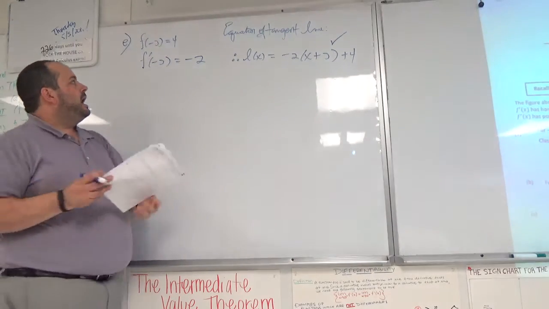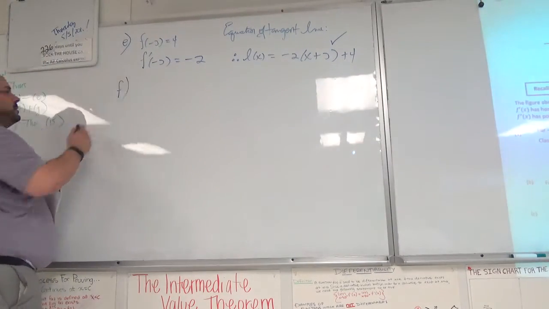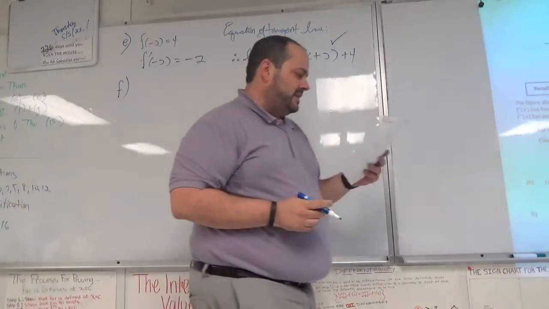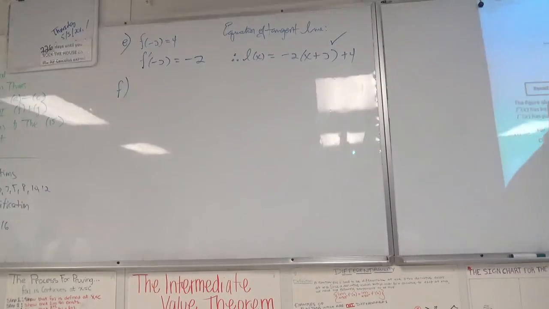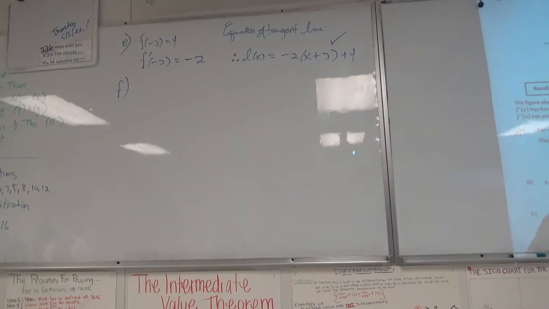Okay? All right, and here's where things were going too fast yesterday, and I lost you guys at the end of class. F: using your equation for the tangent line in part E, estimate the value of f of negative 2.8. Using the tangent line that you just came up with, go estimate f of negative 2.8. This is the easy part. What are we going to do?